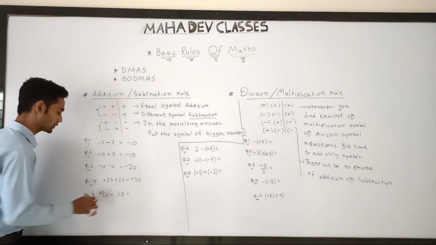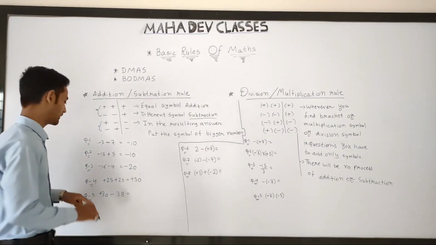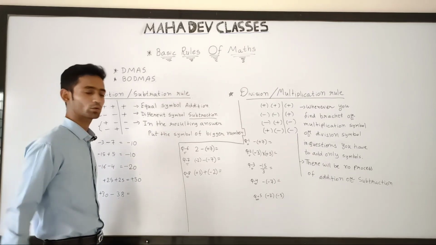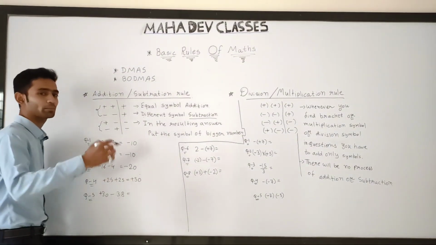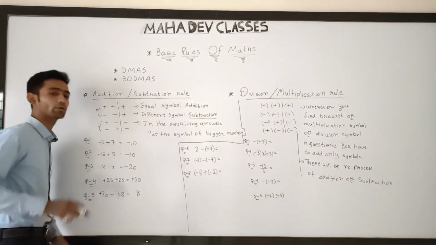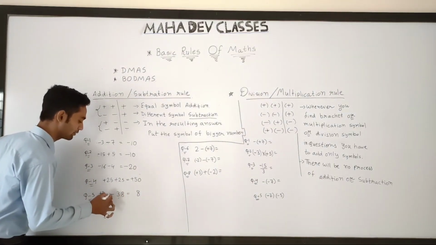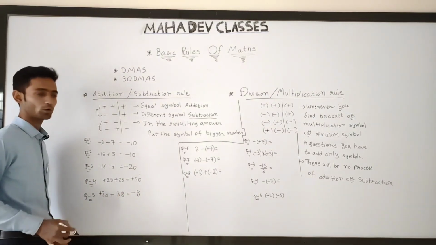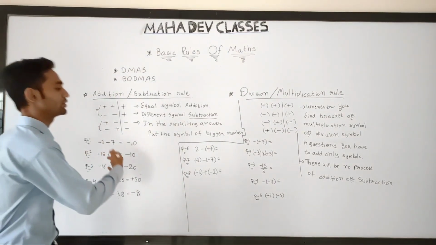And now in the end, 30 minus 38. See, 30 is a plus one and this 38 is a minus, that's why we can say that they are having different symbols, and then we have to do the process of subtraction. 38 minus 30, you will get 8. Okay, and now in the end we have to put the symbol of the bigger number, which is 38, that's why we will put minus.